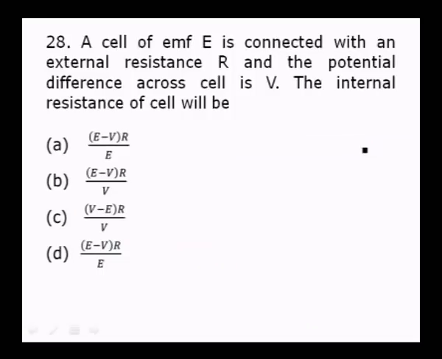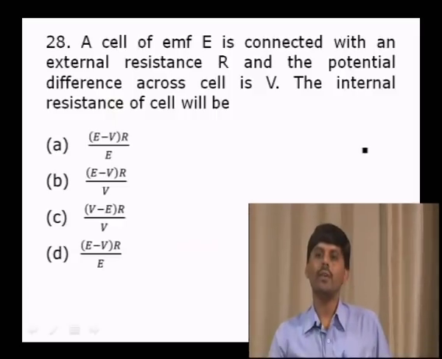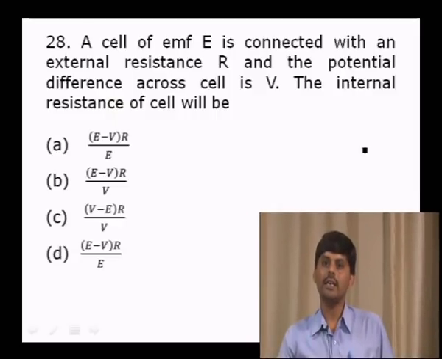Yes, question number 28. A cell of EMF E connected with an external resistance R and a potential difference across the cell is V. The internal resistance of the cell will be A, EVR divided by E, B, EVR divided by V, option C, E minus VR divided by V, and D, E minus V divided by R divided by E.